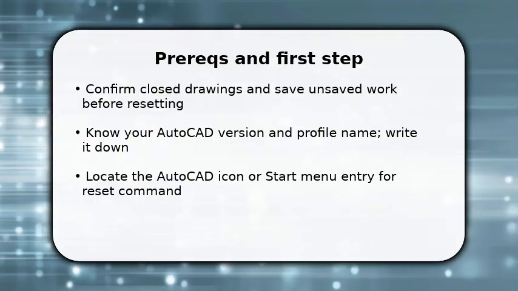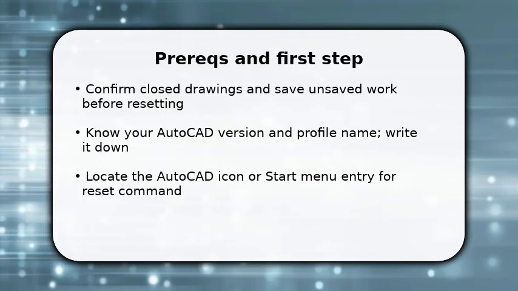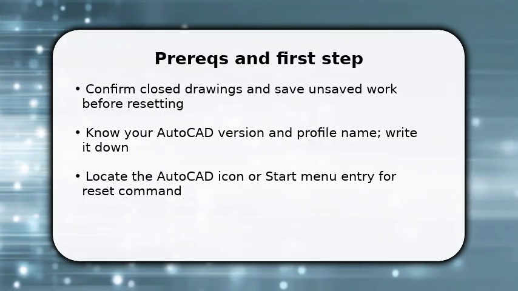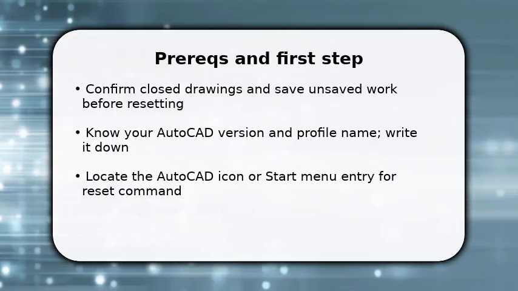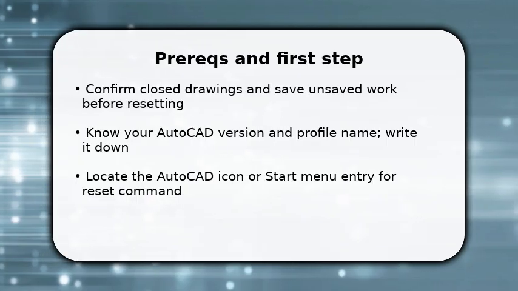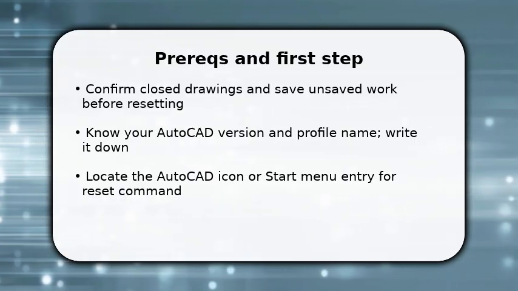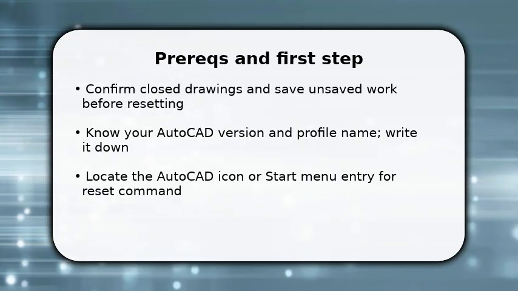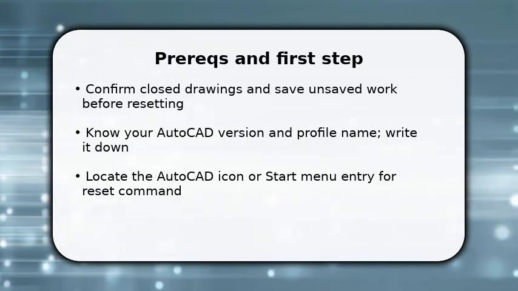You start by saving work and closing AutoCAD so files aren't corrupted. Once done, note your AutoCAD version and current profile name because resetting wipes custom settings. Now, right-click the AutoCAD desktop or Start icon and choose Run as Administrator. Running elevated ensures the reset has the rights required for registry and file changes.